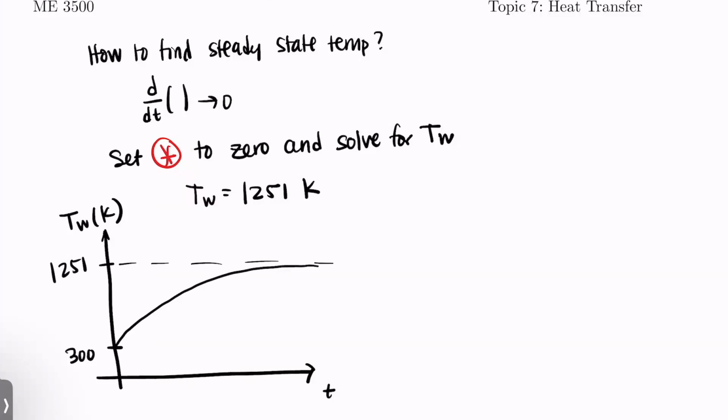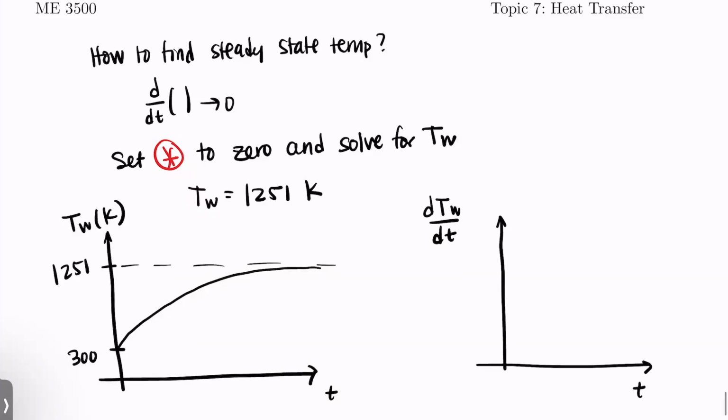Okay. We can also look at what the temperature rate of change does over time, which is just the slope of this curve on the left versus time. And we started off with 104 Kelvin per second. And then that rate is going to decrease until it goes to 0.